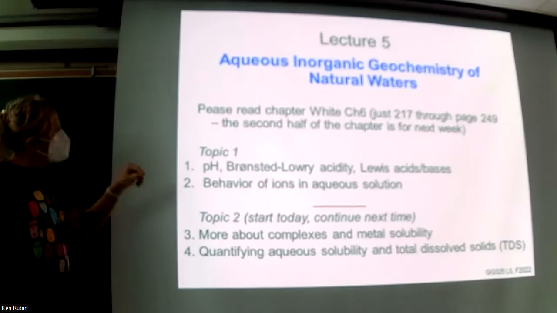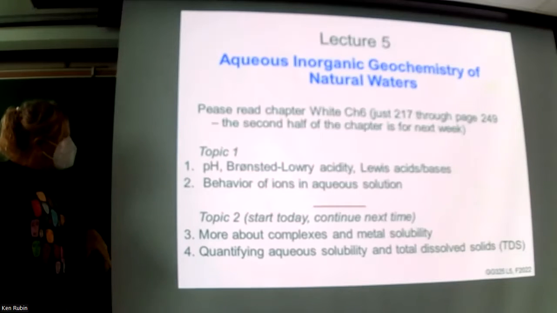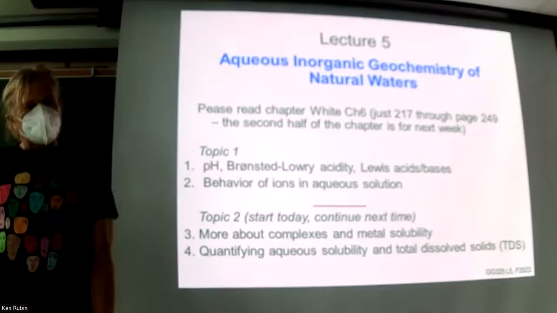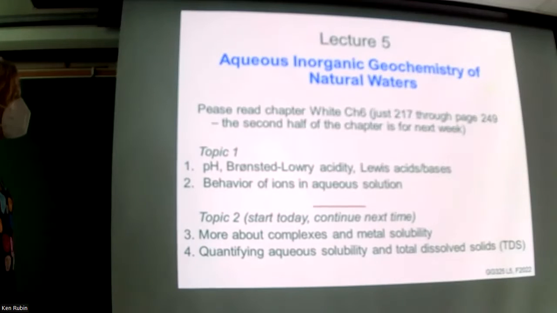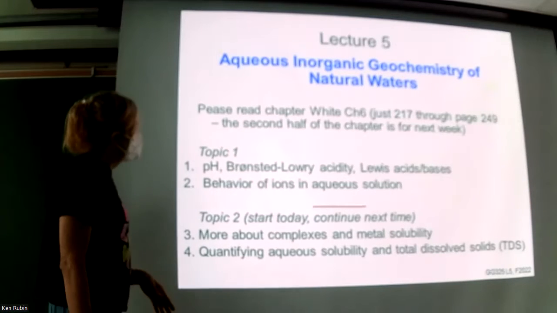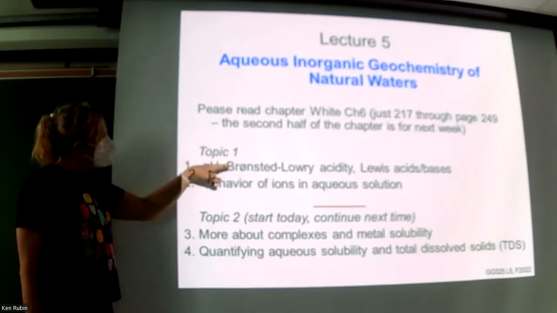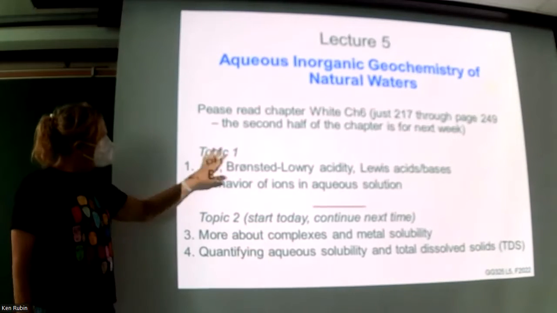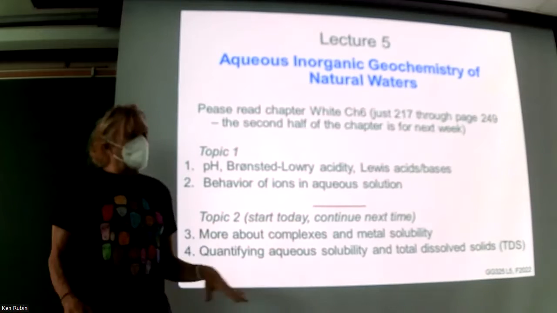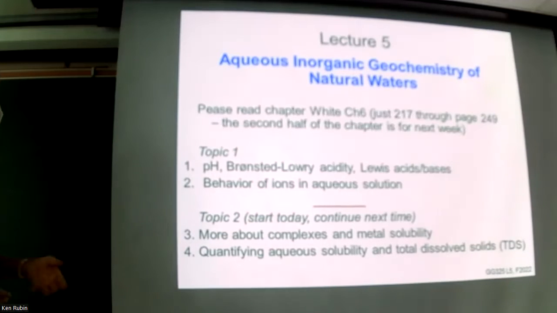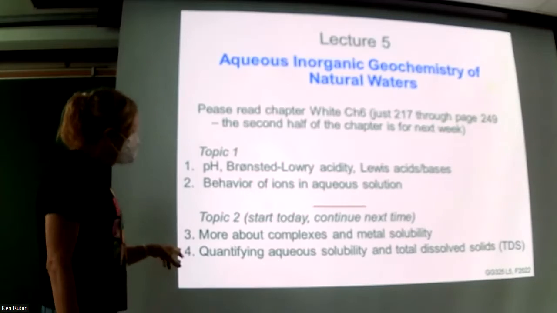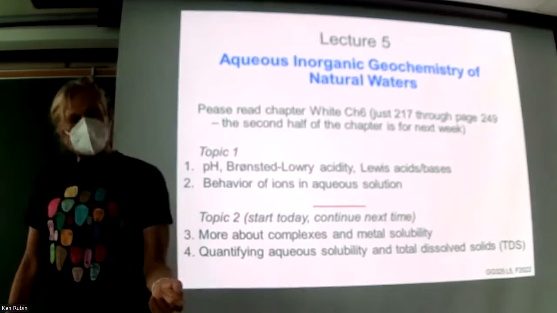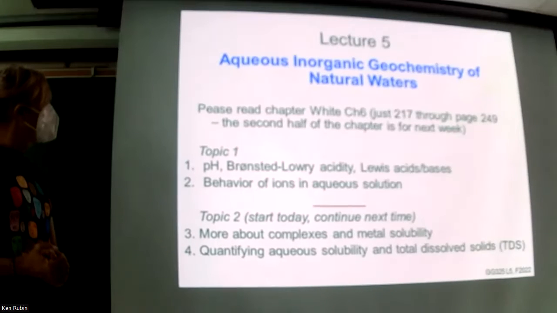So for this week, at least for the first couple times, we'll see how far we get. I want to talk about some more stuff that has to do with how things dissolve in water. That's going to be the basis of a lot of the chemistry that we talked about in the hydrologic cycle. The first topic is acids and bases. And then the next topic, which we'll probably just start on today after we talk about this, is the solubility of other elements, and especially complexes and chelation, and how we quantify solubility and something that we call the total dissolved solids, or TDS, which is a common water quality parameter.